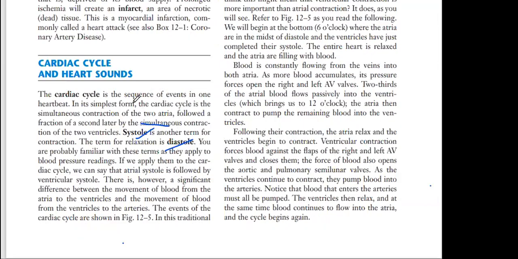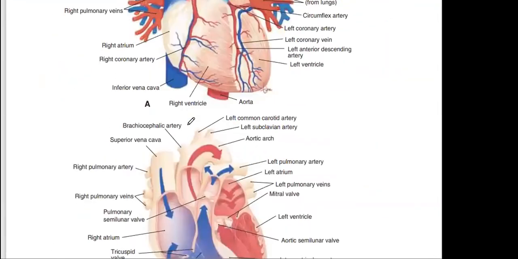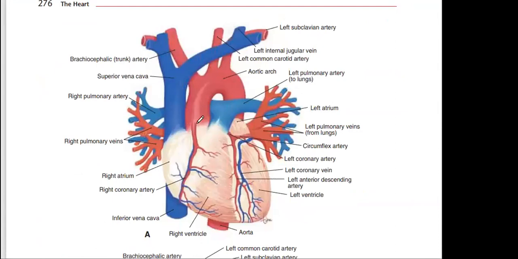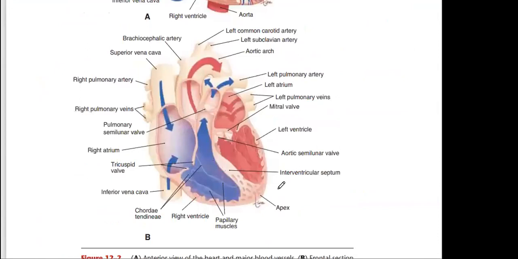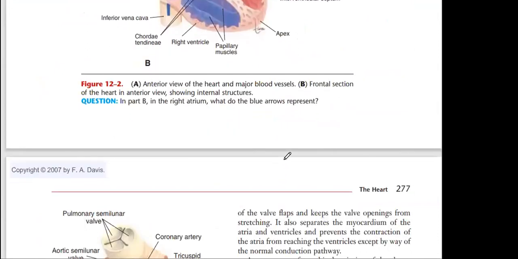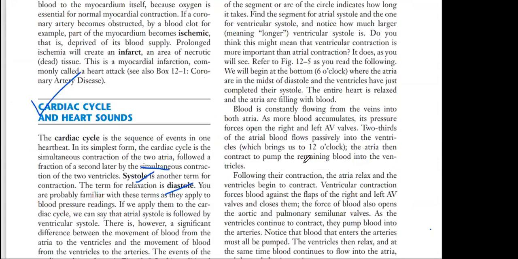An important topic, that is cardiac cycles and heart sounds. So basically, the cardiac cycle is nothing but the entry of blood into the atria and exit of blood from the ventricles. This is the contraction and relaxation. Contraction to the relaxation, this is one cycle. So we will discuss all this in this chapter.